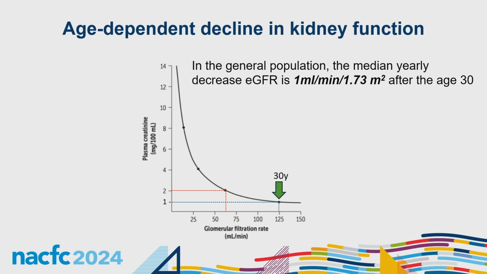And there is an expected age-dependent decline in kidney function. And studies from the general population demonstrated that the median yearly decrease in eGFR is approximately 1 ml per minute per 1.73 meters squared after we reach age 30. So what it means for all of us is that by the age of 60, if we start with a GFR of 125, the maximum normal, our GFR is going to decline to the level where it will be borderline with CKD, so anything less than 90.